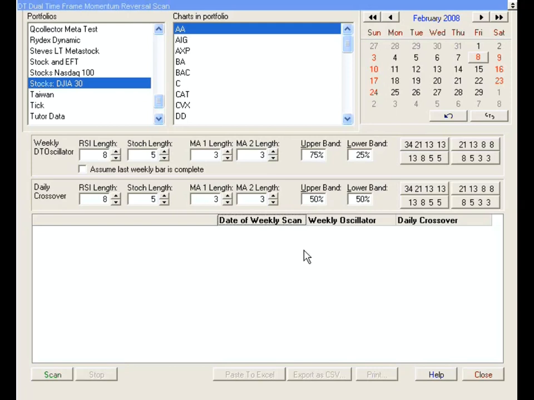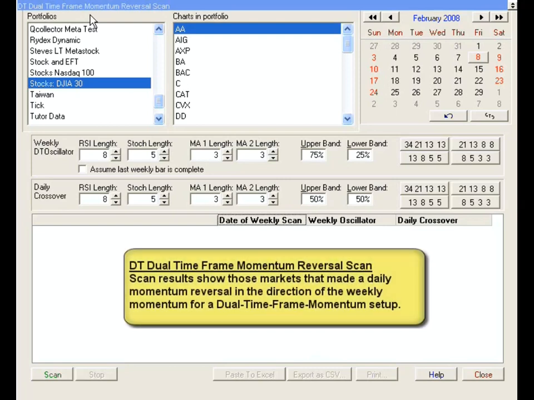The menu and setup you see here is a function in the Dynamic Trader program called the DT Dual Time Frame Momentum Reversal Scan. As you've learned in the book and seen examples on this CD, one of the primary filters that we use to identify a potential trade setup is two time frames of momentum in the same direction. In this case, we're going to look at a portfolio of stocks.